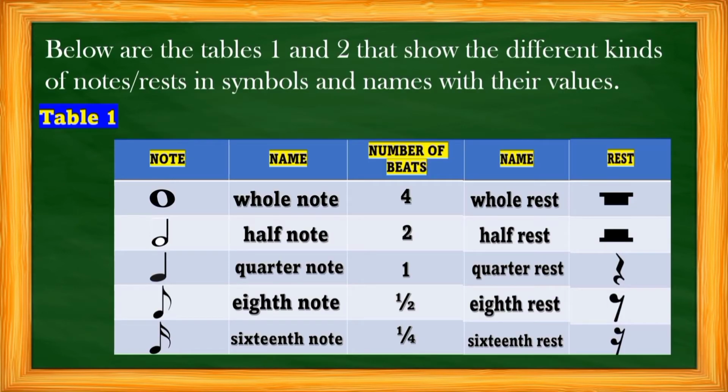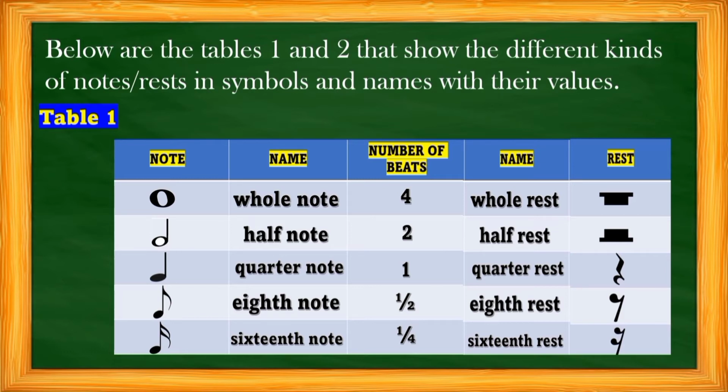Below are tables 1 and 2 that show the different kinds of notes and rests in symbols and names with their values. We have here the whole note and the whole rest. The number of beats, 4. We have also the half note and half rest. The number of beats, 2.